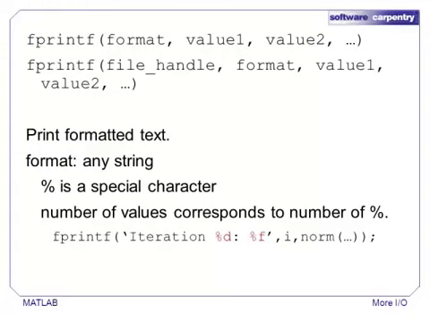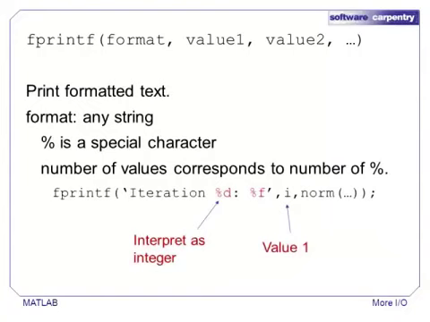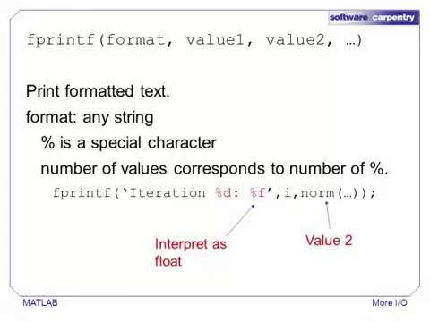The important input is format, which is a string that contains special escape sequences that start with a % sign. Each % sign corresponds to another parameter that will be printed at the specified location. The numbers and digits that follow a % are hints on how to format the number. For instance, %d means to interpret the corresponding value as an integer, and we see that the input i makes sense as an integer. %f means to interpret the value as a floating point number, so the norm is printed in floating point format. There is a long list of formatting symbols that is available at the online help for fprintf.